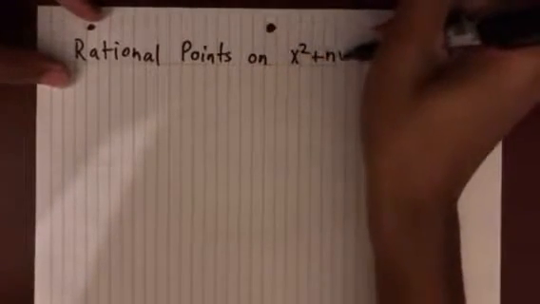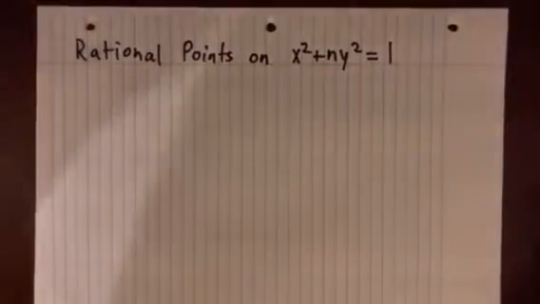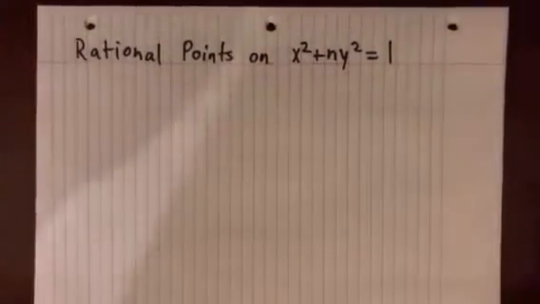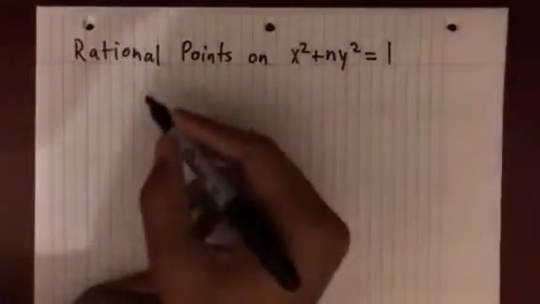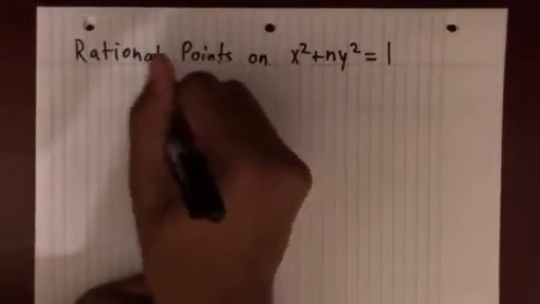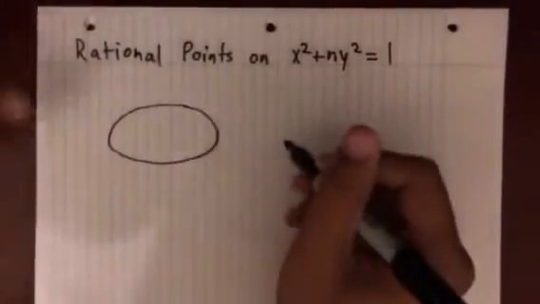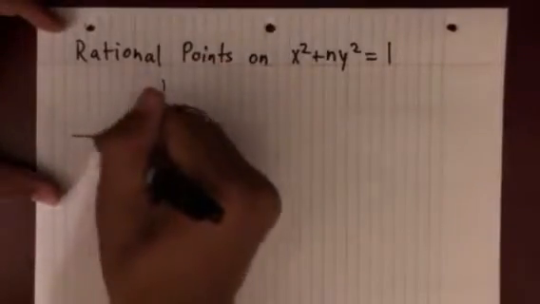Okay, so last time we talked about rational points on the circle, but we can use those same methods for similar conics. In particular, we're going to look at rational points on x squared plus n y squared equals 1. Let's see what that looks like. It looks kind of like this, probably, and those are our axes.